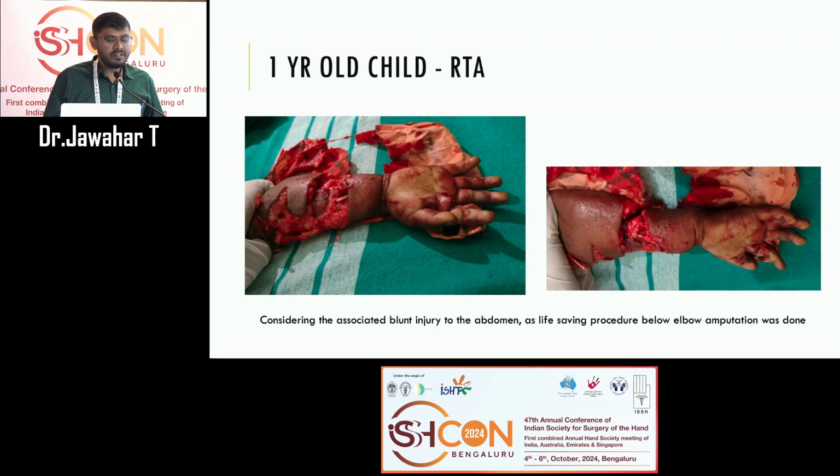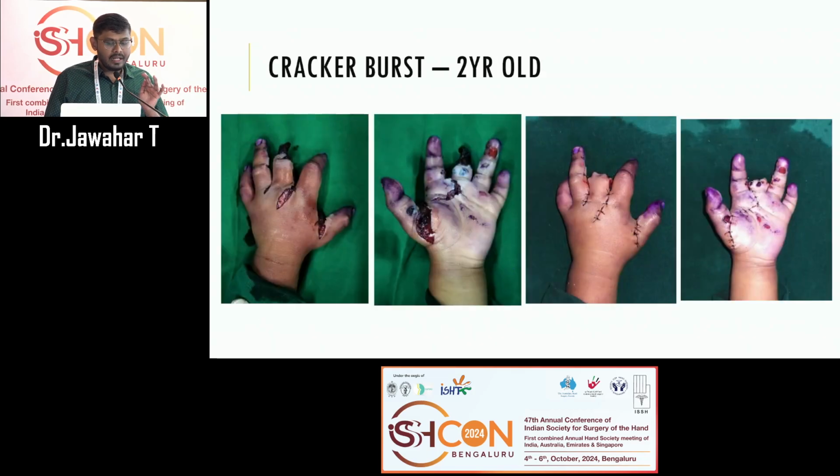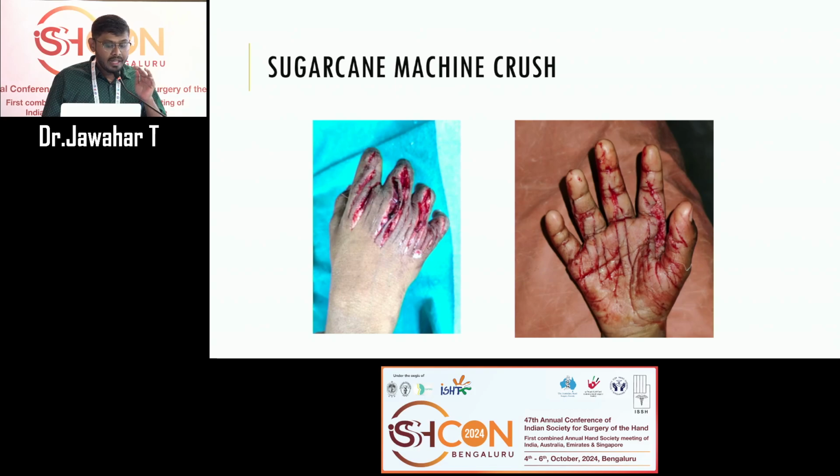This image shows a 1-year-old dependent child with a major crush injury of the forearm, but this child landed in amputation because there was an associated blunt injury to the abdomen. This is another 2-year-old child with a cracker burst injury, and this shows another sugarcane crush injury in a pediatric population where the child is not directly involved in the field, but because of exposure with their parents, these crush injuries accidentally happen.